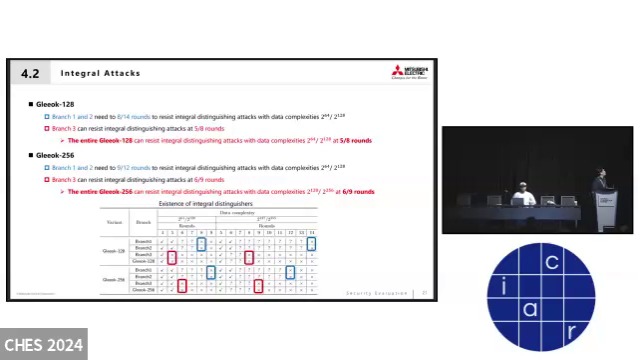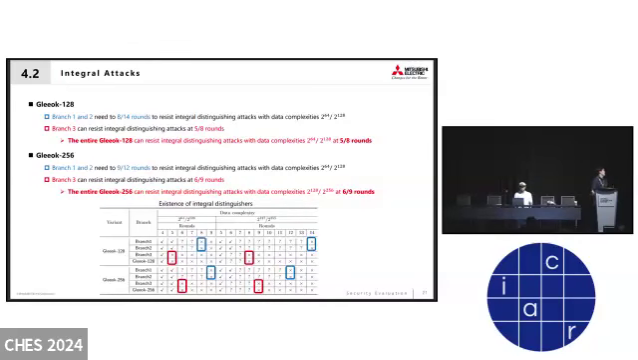And next, it's about integral attacks. We evaluate the security against integral attacks by the division property. This attack is a kind of algebraic degree-based attack, so we need to carefully evaluate this type of security. As you can see in the table, for both Greyhawk 128 and Greyhawk 256, branch 1 and branch 2 do not offer good security against integral attacks. However, branch 3 can offer good resistance against this type of attack.